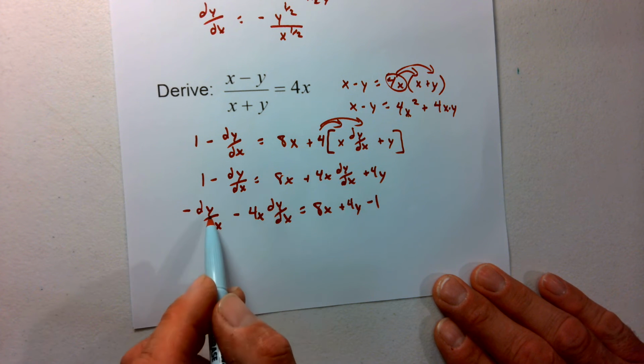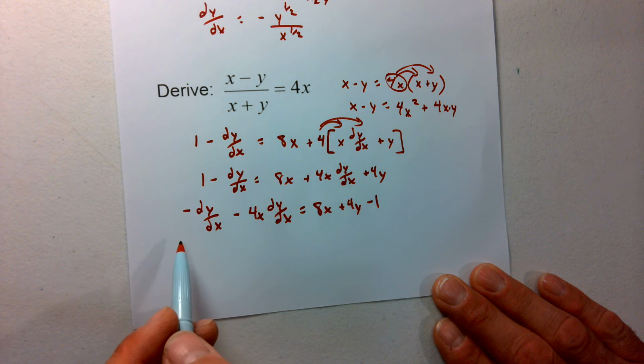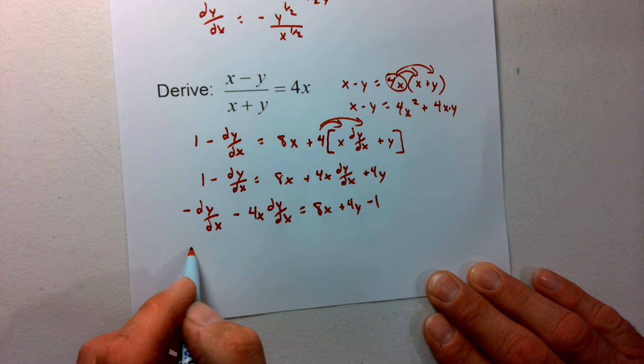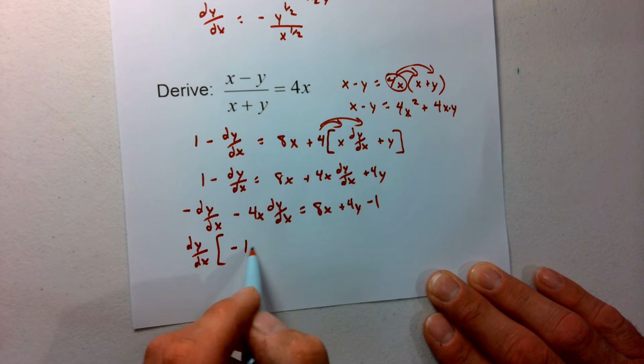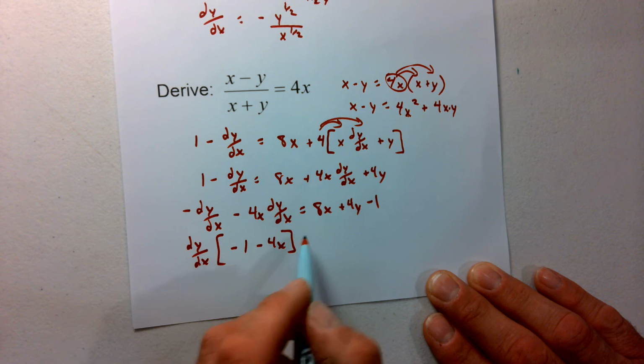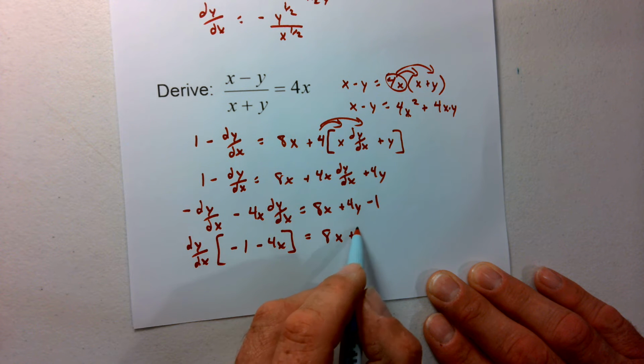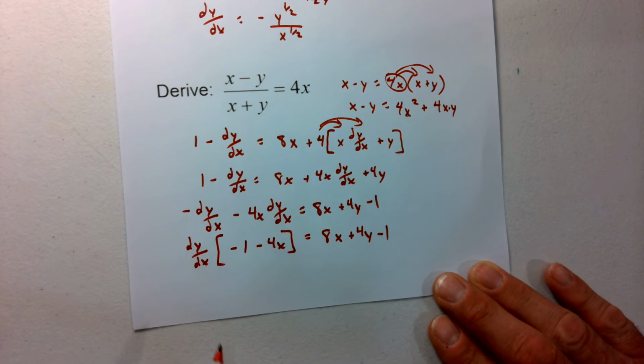Notice we have dy/dx in both of these terms. I want to get it down to one dy/dx, so I'm going to factor that dy/dx out. I get negative 1 minus 4x left over, that's over 8x plus 4y minus 1.